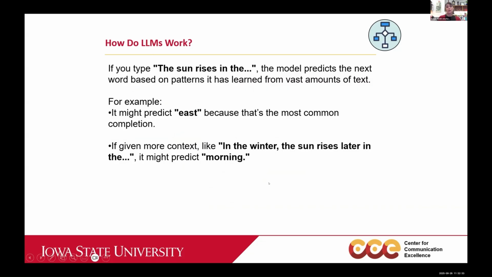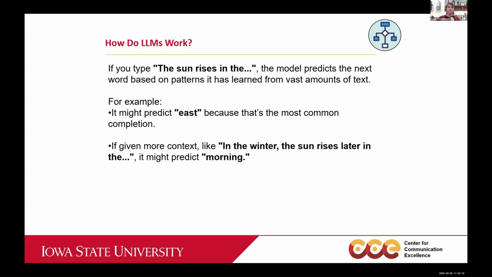How do LLMs work? They're predictive, and they predict based on the likelihood of some sentence coming together. So for text, if you type "the sun rises in the," and that's your prompt, it would predict the next word based on patterns that it's learned from vast amounts of text. So it's looking at every time a pattern like this has ever appeared in the training data, and then it's making some kind of prediction of, well, what's most likely going to be the next word. So it might say "east," if that's the most common completion.